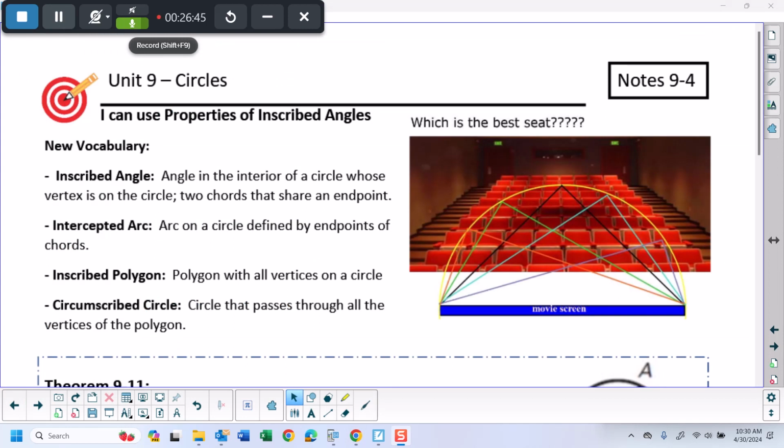In 9.4, we introduced the idea of an inscribed angle, an intercepted arc, an inscribed polygon, and a circumscribed circle. So all of those are words you've already had before.